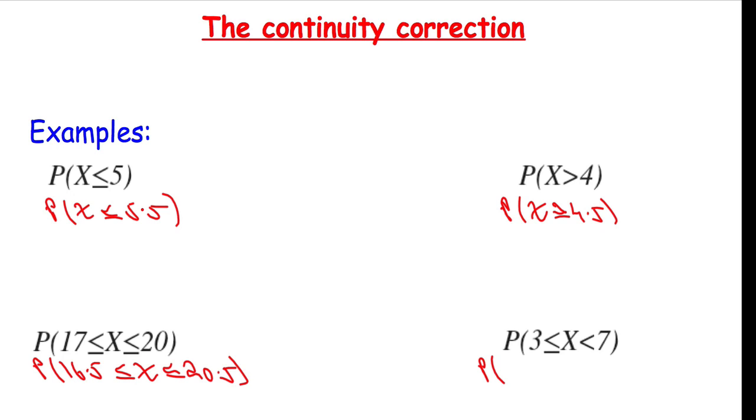And what about between 3 and 7? Well, I must include the 3, so it could have been as low as 2.5. I don't want to include the 7, that means at most it could have been 6.5. At most we want to go up to 6.5.